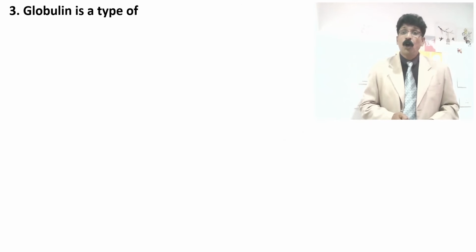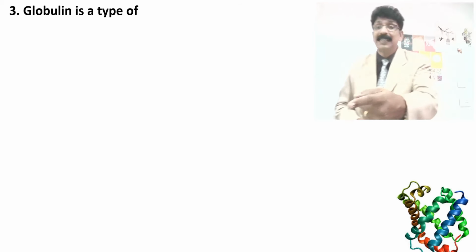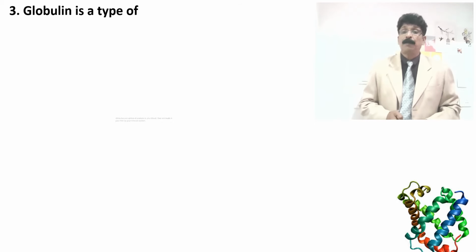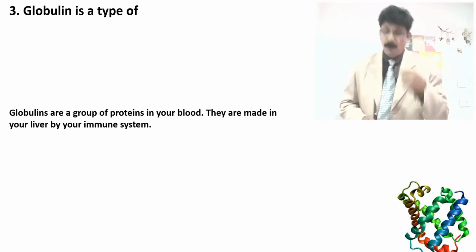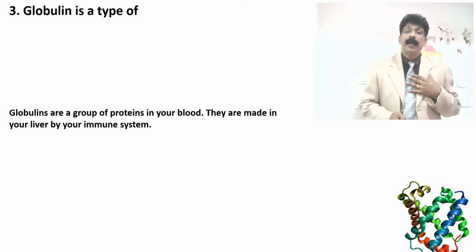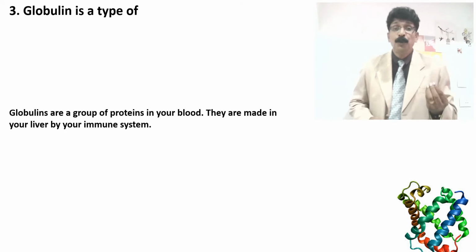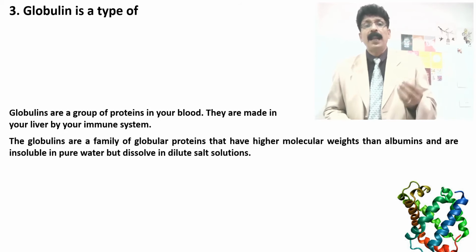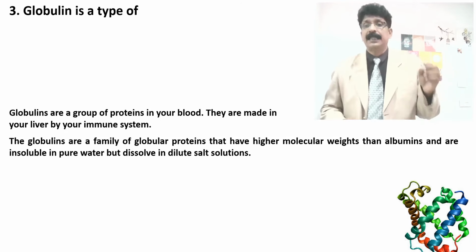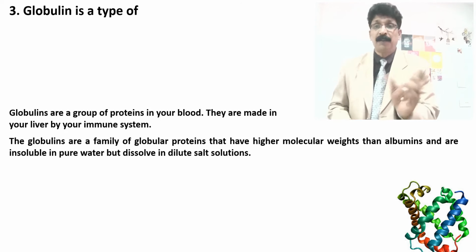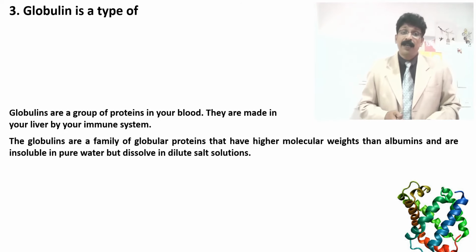Third, globulin is a type of, they are asking. Sir, you should know what is globulin. Globulin has a helical structure of the proteinous structure that I have shown in the picture. Globulins are a group of proteins in our blood. They are made in your liver and by your immune system. And the globulins are a family of globular proteins. They have higher molecular weights than albumin. So globulin and albumin, both we are comparing for our knowledge, and they are insoluble in pure water but dissolved in dilute salt solution.